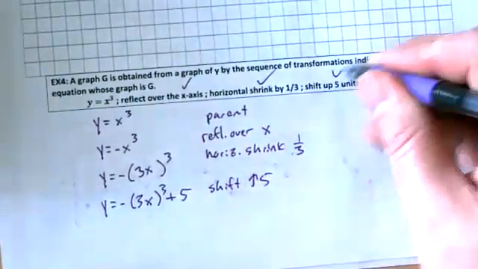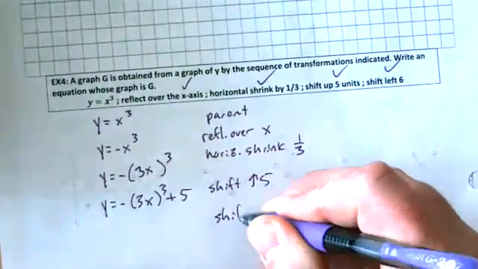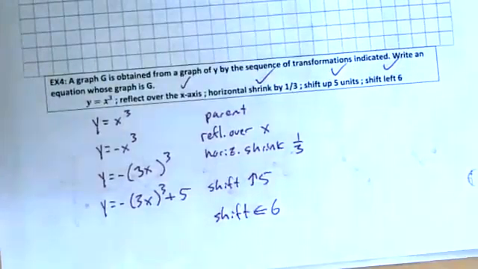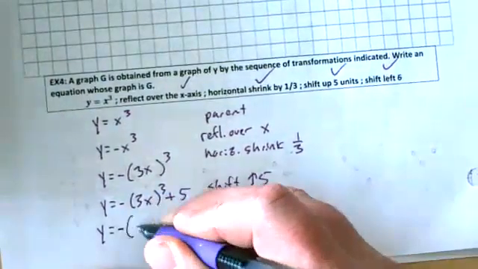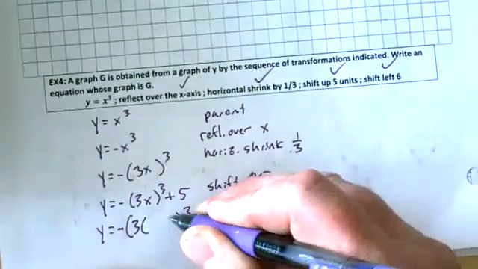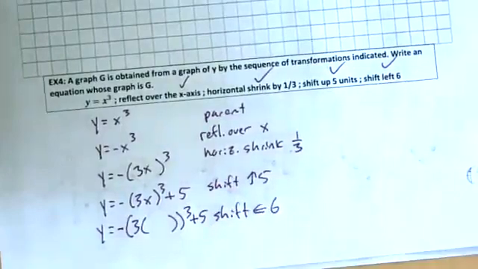And our final one is shift left 6. There's a very common mistake that happens with this. This is in the horizontal direction, so we need to pull our x out and replace it. Pull the x out. If you're not putting parentheses in place of that x, you're going to make that common mistake. The x is being multiplied by the 3. When I pull it out, put it back, both the x and the +6 should be multiplied by the 3.